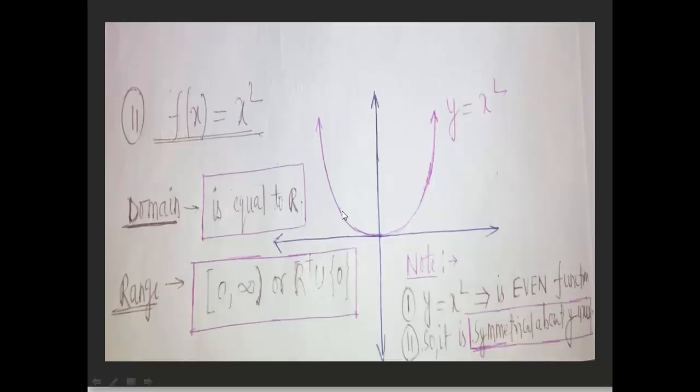So from the graph it is clearly seen that the domain is equal to R. That means x can take any value from all the real numbers, and for those values y can be defined. So domain is equal to R. And the range here is all the positive real numbers union 0.